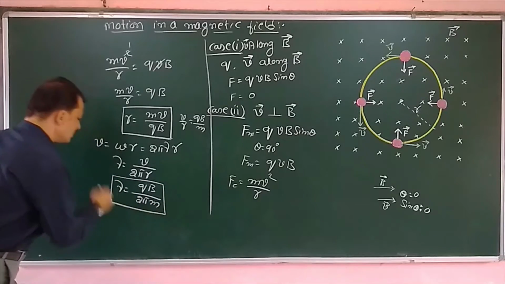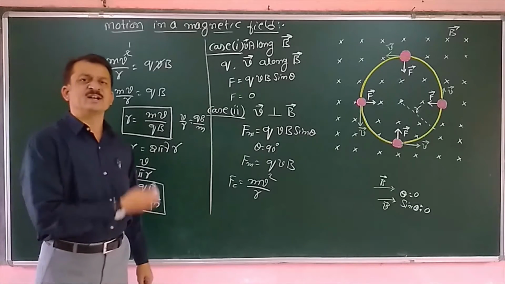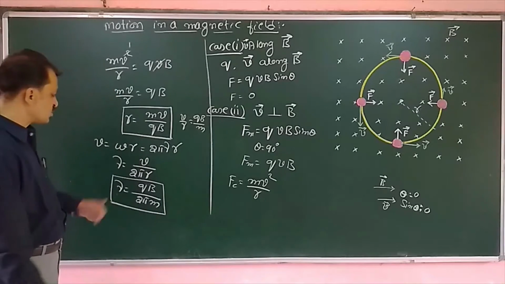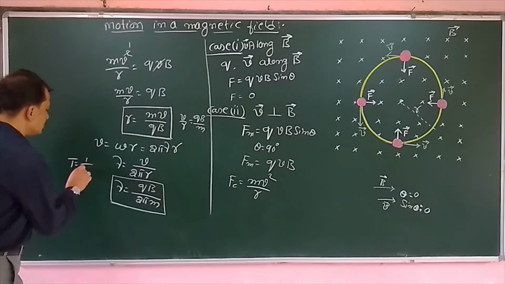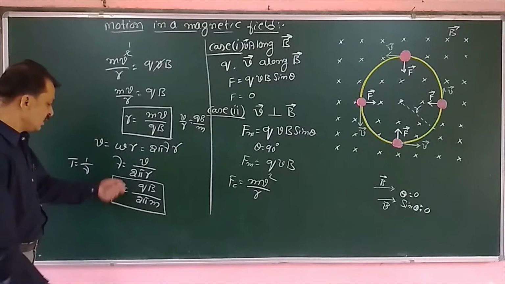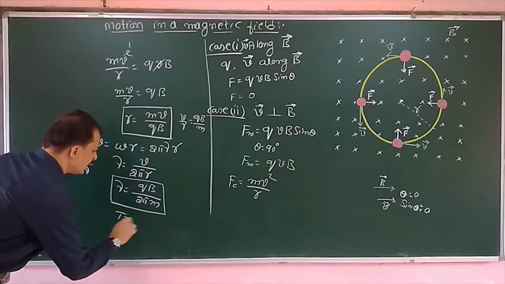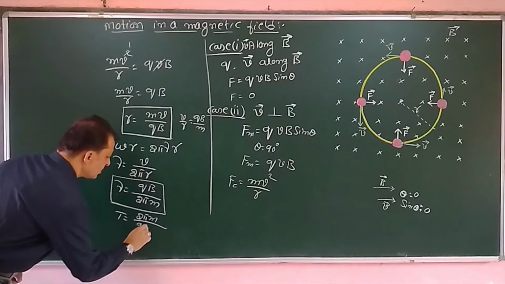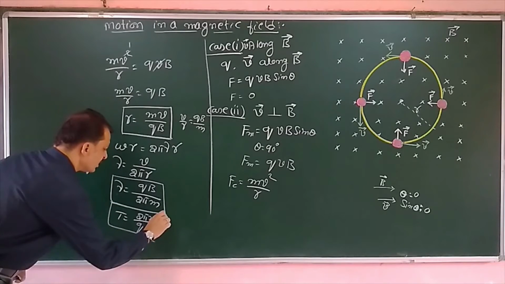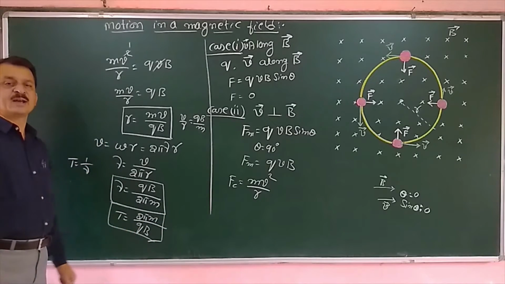It is the frequency. If they ask to find the time period, then how can you write? We know that time period is equal to 1 upon frequency. If you take the reciprocal, we will get the time period of revolution of the charged particle in the presence of an external magnetic field.